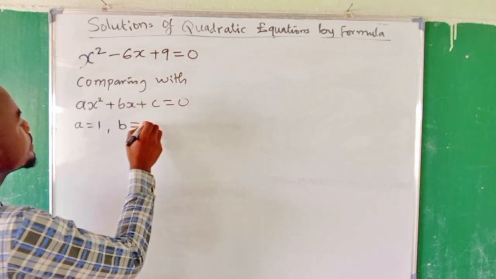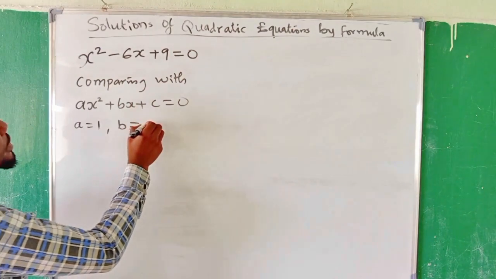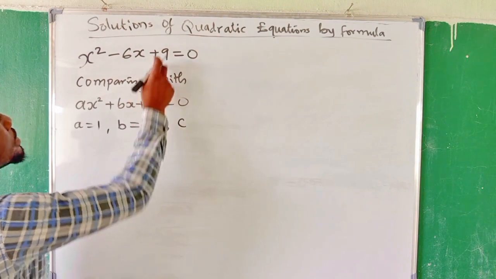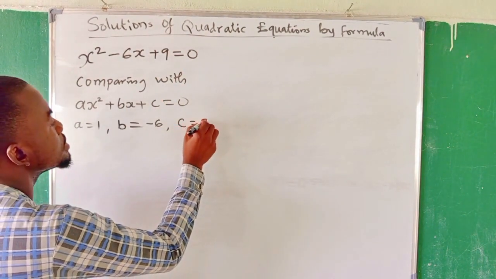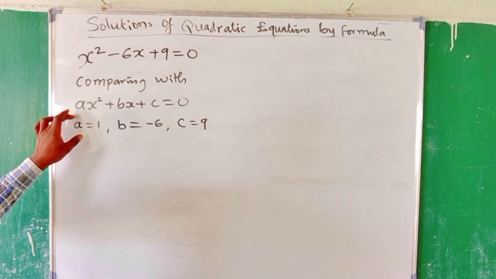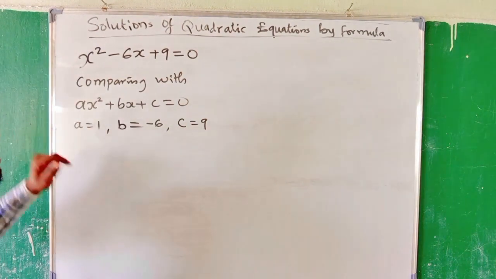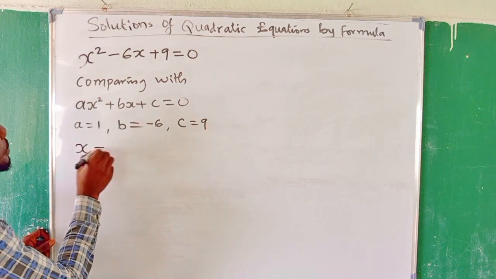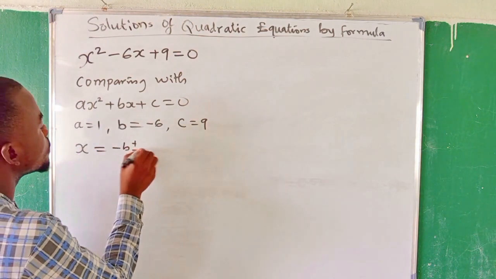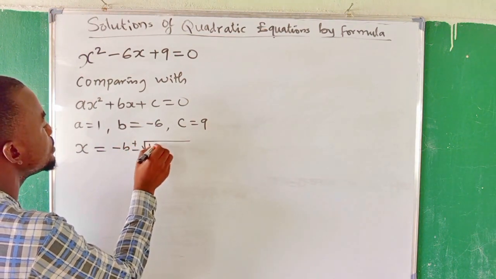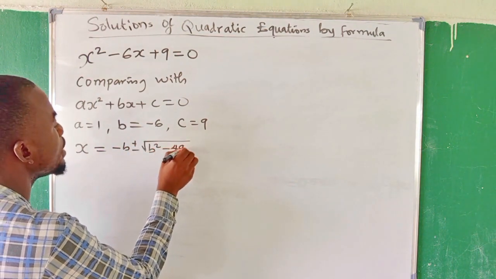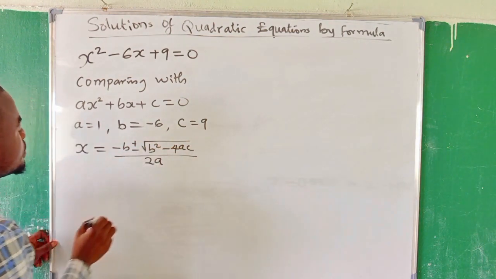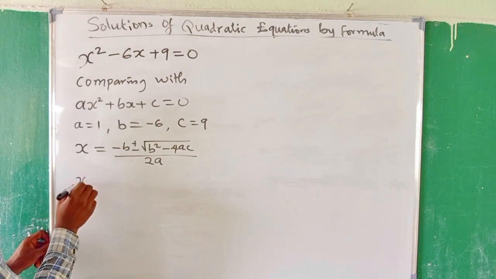Each time there is a minus, be very careful not to forget the minus. Minus 6. And our c here is equal to 9. Now, we will substitute this into the quadratic formula and solve for x. The quadratic formula says x is equal to minus b plus or minus square root of b squared minus 4ac, all divided by 2a.